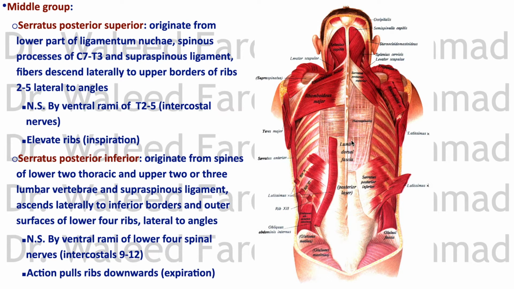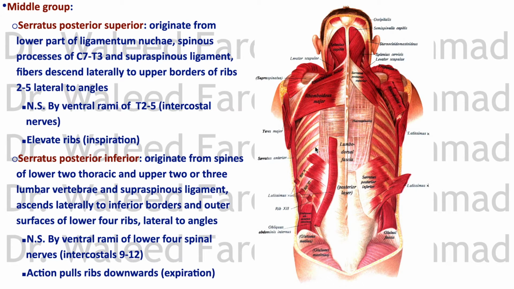Now, from the direction of fibers of the serratus posterior superior, it shows that it elevates the ribs, so it's active in inspiration, while the serratus posterior inferior pulls the ribs down, so it's active in expiration. Actually, it's forced inspiration and forced expiration.